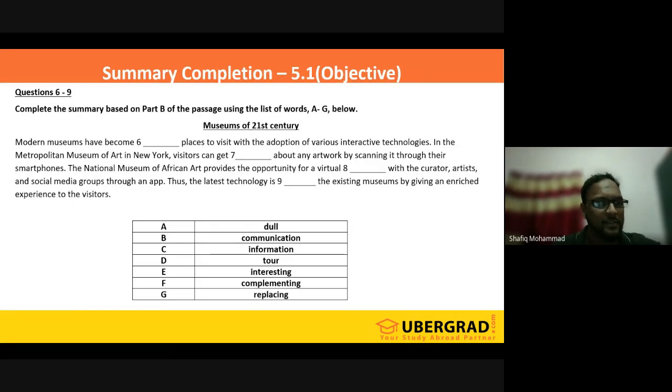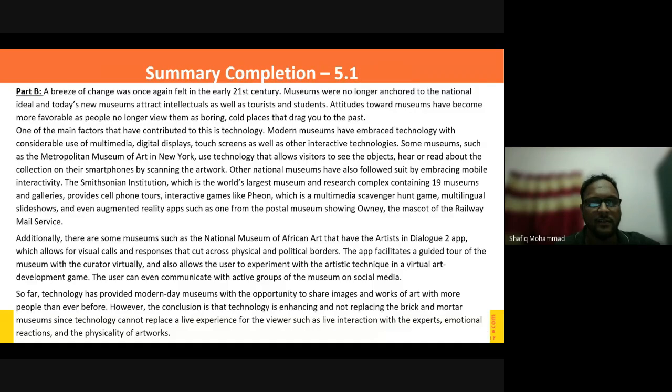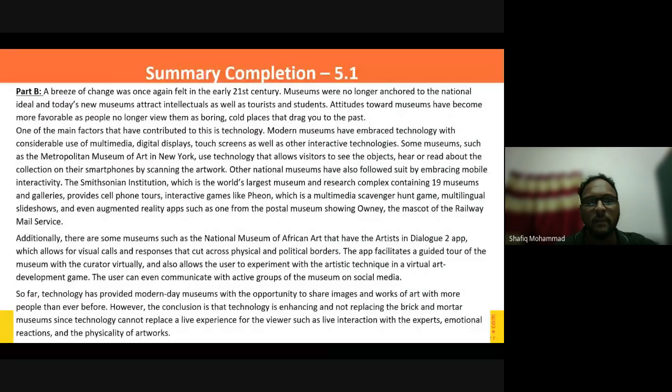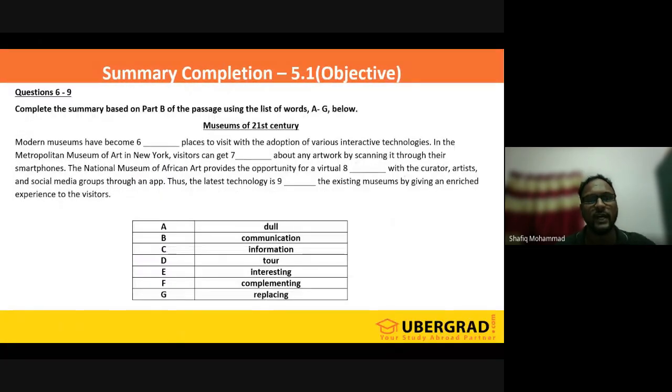So for 6 to 9, you will get these answers in part B. It is about the same evolution of museums, but it is in part B. Don't get confused. It is there in part B, the last part of the passage. Part B starts from here, A Breeze of Change, and it ends here. So 6 to 9 questions, and your time starts now. You have exactly 7 minutes.